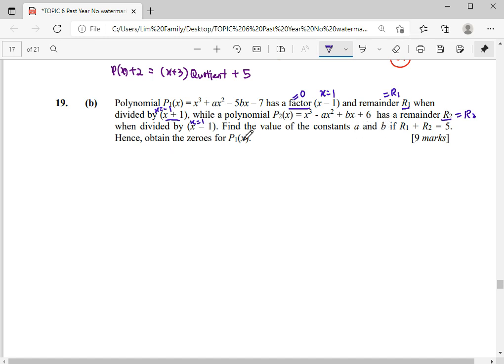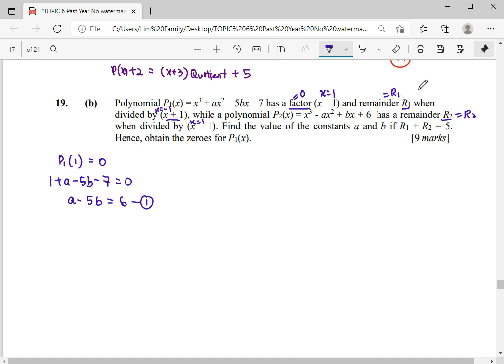After that, we state the zeros of P1. If we build up the equation for this first, from the first information, where x equals 1, polynomial P1 when x equals 1 is a factor. That's why we let it equal 0, and then we substitute 1. It will be 1 cubed, plus 1 times a, then minus 5b minus 7 equals 0. So it will be a minus 5b equals 6. First equation.